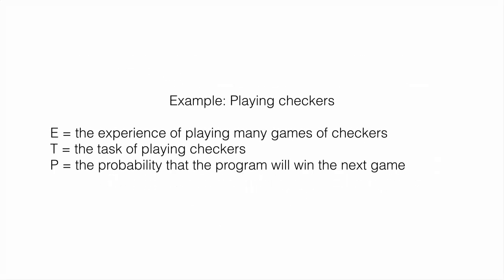Let's take an example of playing checkers. You have E, which is the experience of playing many games of checkers. Now the task T is playing checkers, and then P is the probability that the program will win the next game. So that's basically Tom Mitchell's translation into something a little more concrete and applicable.